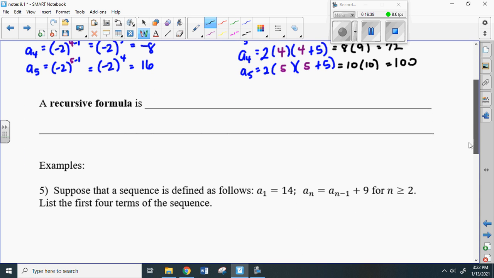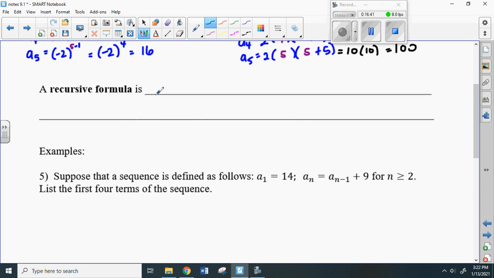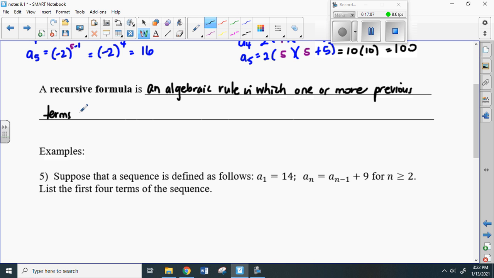All right, well, what is a recursive formula? What is a recursive formula? It is an algebraic rule in which one or more previous terms are needed to find the next term. Okay, and I'll explain that a little bit more in a minute.